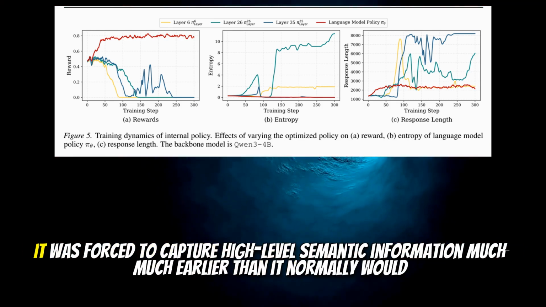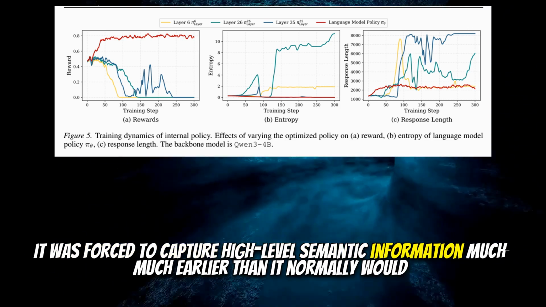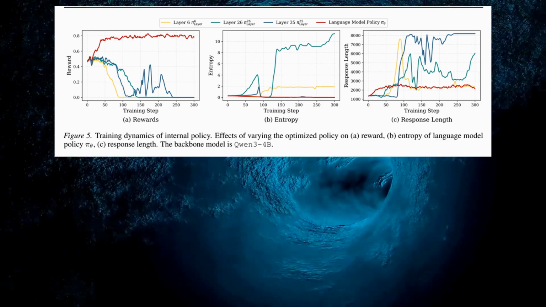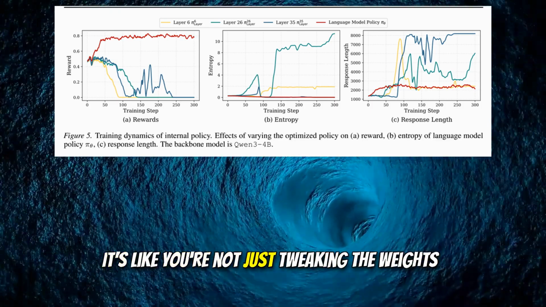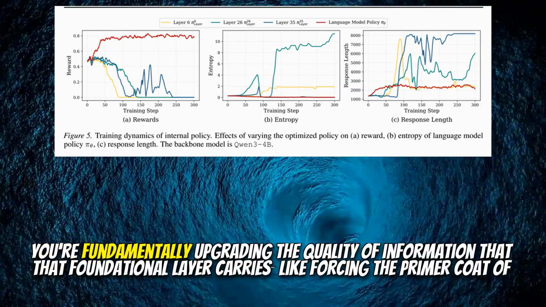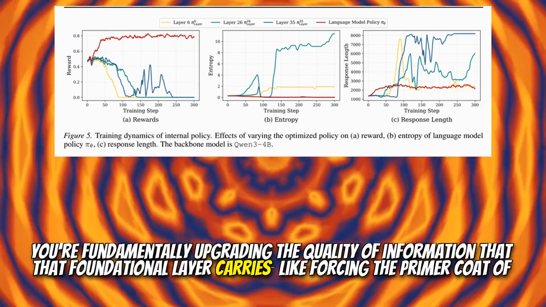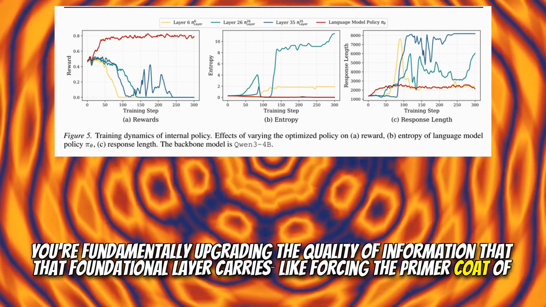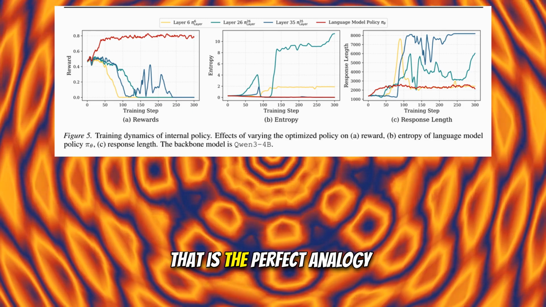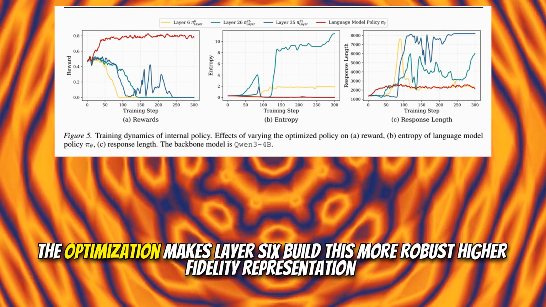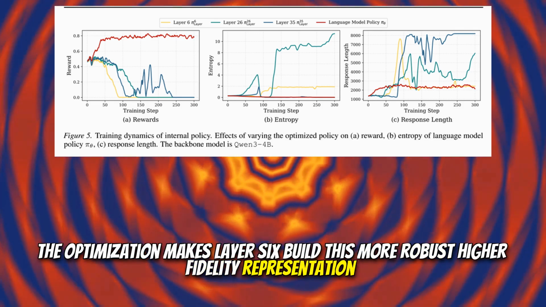In a sense, yes. It was forced to capture high-level semantic information much, much earlier than it normally would. You're essentially forcing the bottom layer to build a better foundation. It's like you're not just tweaking the weights. You're fundamentally upgrading the quality of information that foundational layer carries. Like forcing the primer coat of paint to already have the detail of the final artwork? That is the perfect analogy. The optimization makes layer 6 build this more robust, higher fidelity representation.